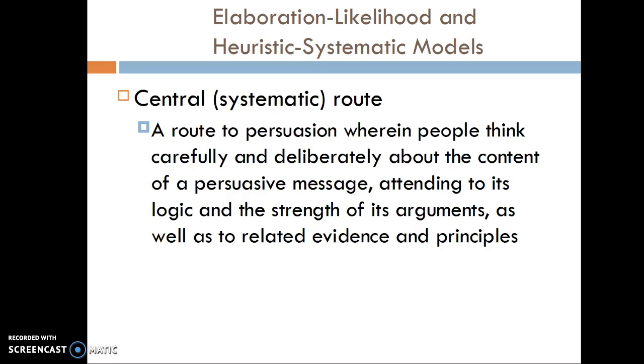So the central route, or the systemic route, is the route of persuasion where people think very carefully and deliberately about the content. So they're cognitively processing it to see how convincing the argument is. So they're attending to things like logic, how strong the arguments are or how weak they are, as well as to any other related evidence of the principles.